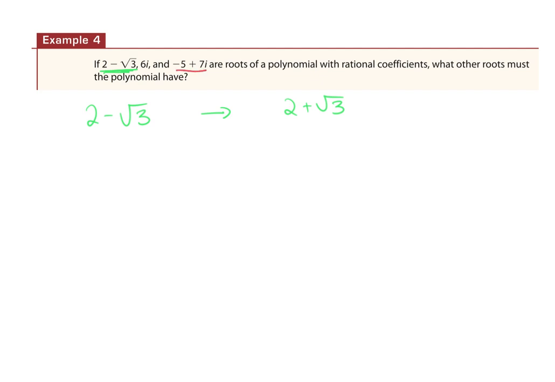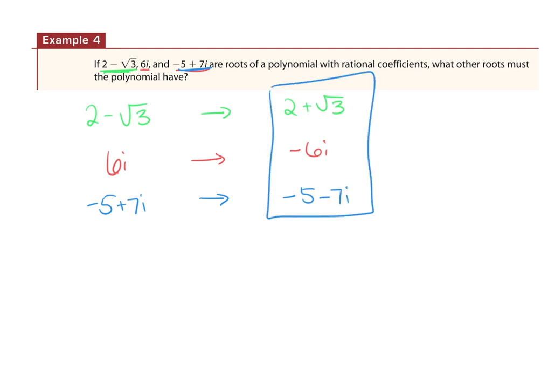They gave me -5 plus 7i and 6i. So if I have 6i, I have to have the opposite of that, which is -6i. All right, and if they gave me -5 plus 7i, then I have to have the conjugate of that, -5 minus 7i. So these must be roots as well if they gave me these. That's all that's saying. They always pair up. Irrationals and imaginaries always pair up.